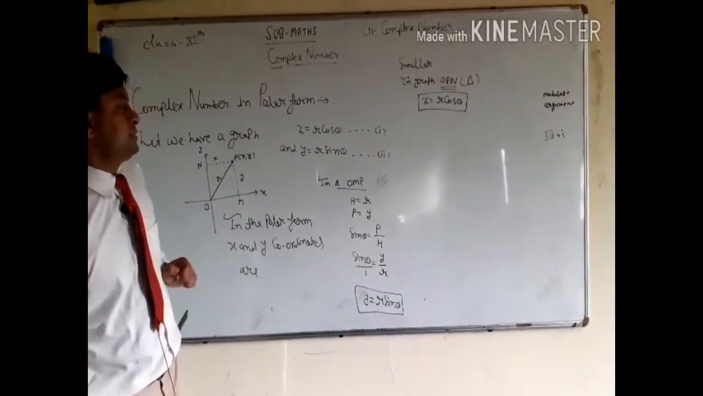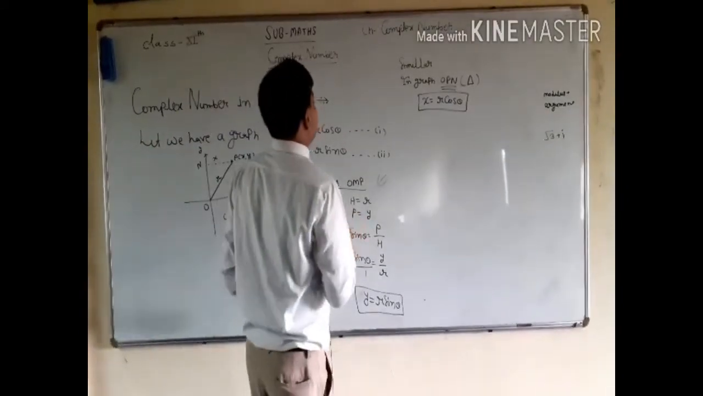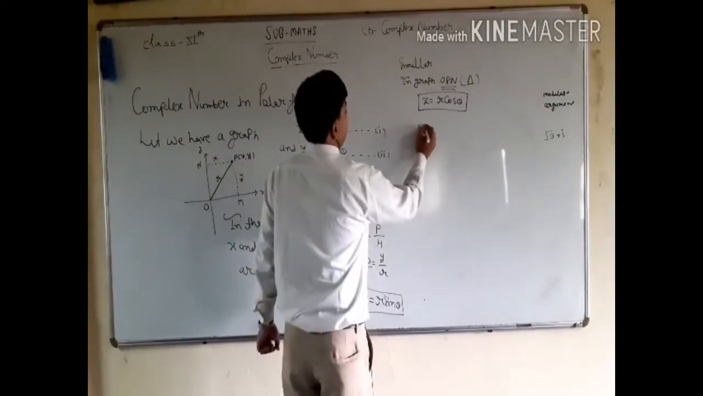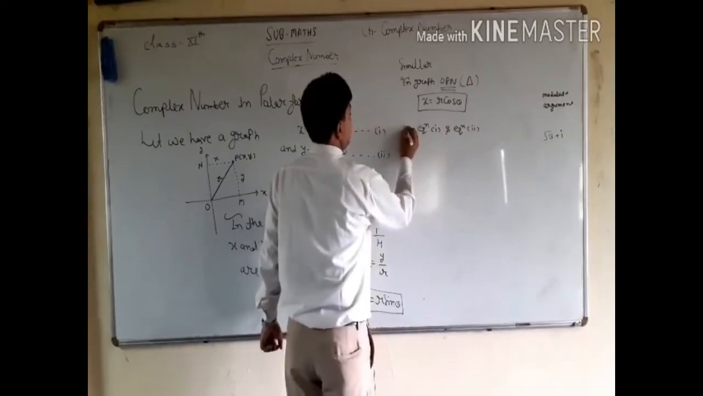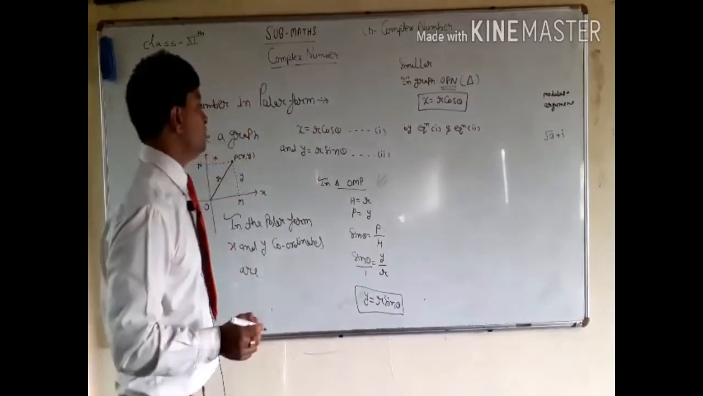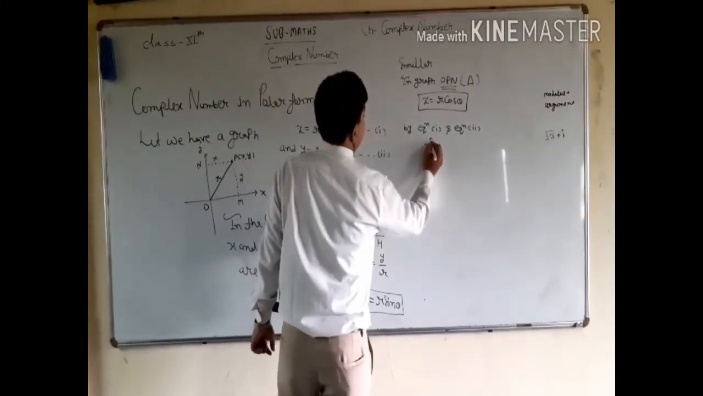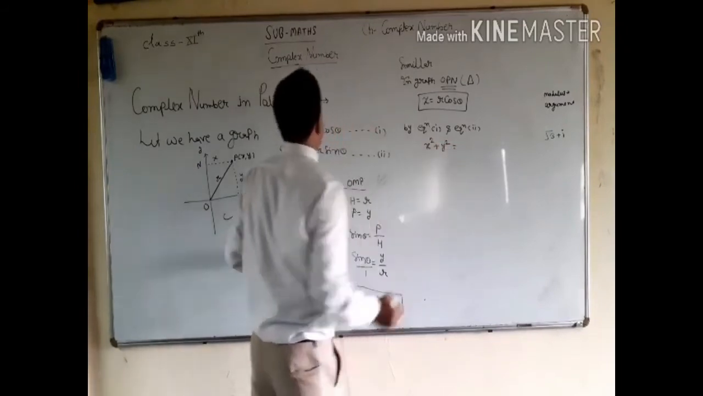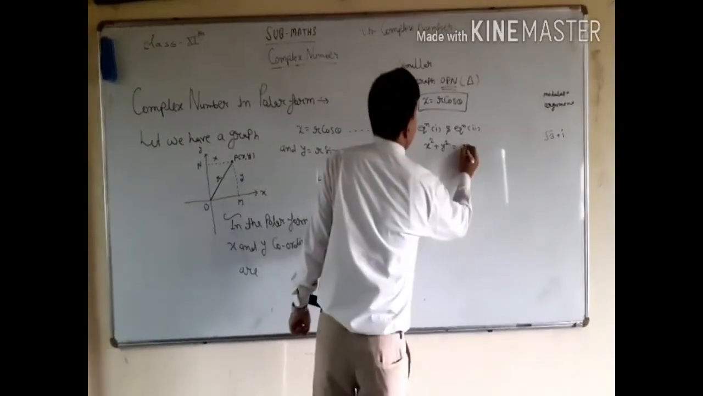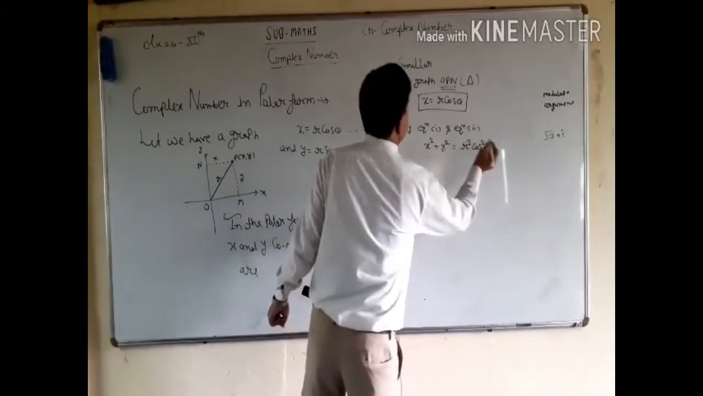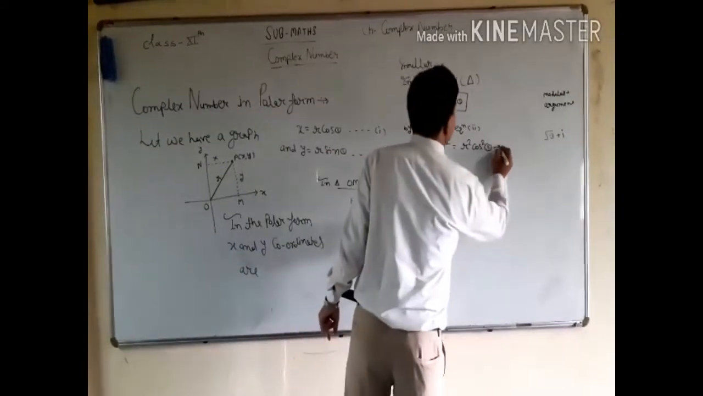So by two equations we find argument and conjugate. So by equation number 1 and equation number 2, x square plus y square, x square is equal to r square cos square theta, and y square equal to r square sin square theta.